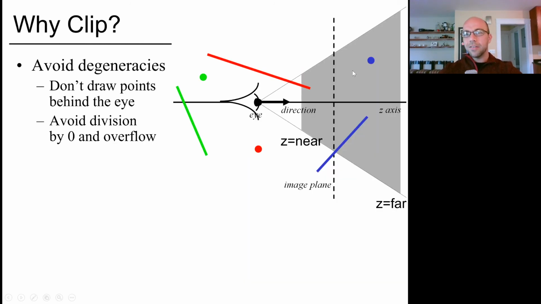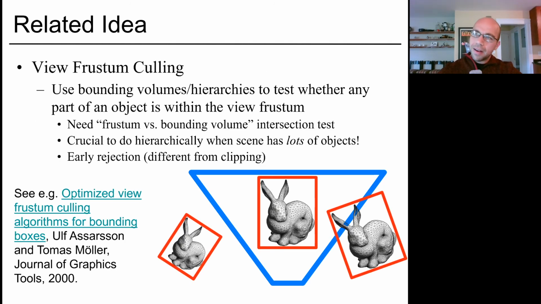So there's a lot of reasons to do that. So for one, you can avoid degeneracies like drawing points that are behind your eye or dividing by 0 and getting overflow. This can also make your rendering more efficient.